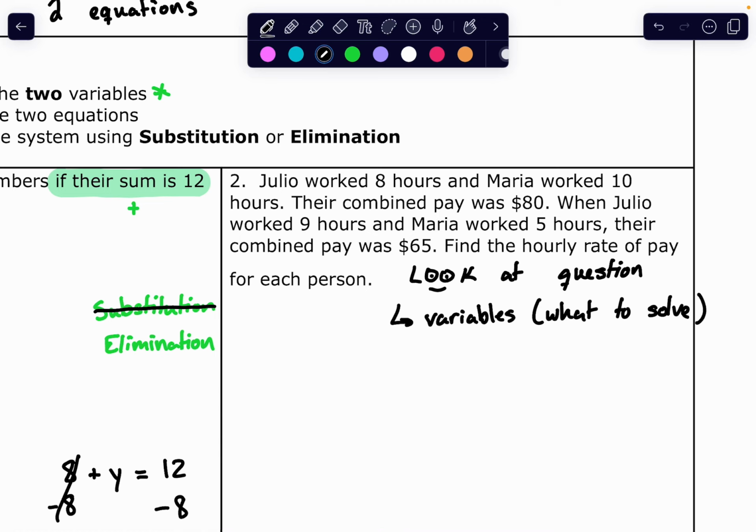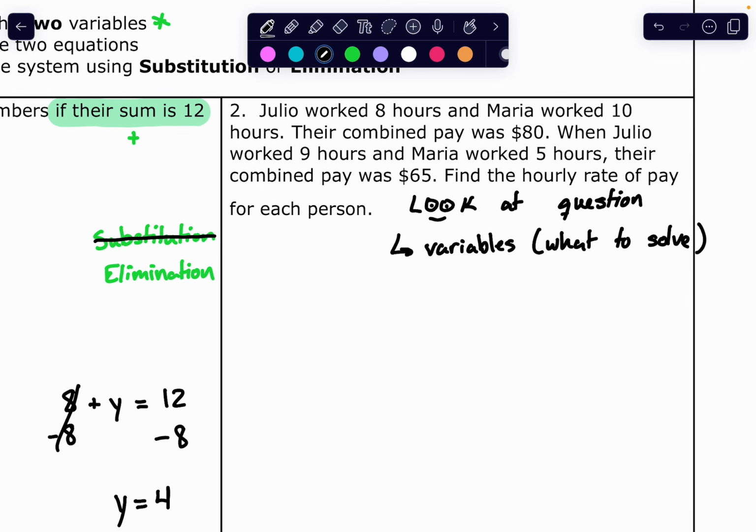So I need to find the hourly rate of pay for each person. That probably means I should define the hourly rate as my variables. Instead of using X and Y, I'm going to use J and M. The reason why is it just helps you remember what J actually stands for and what M actually stands for. In this case, that is the hourly rate.